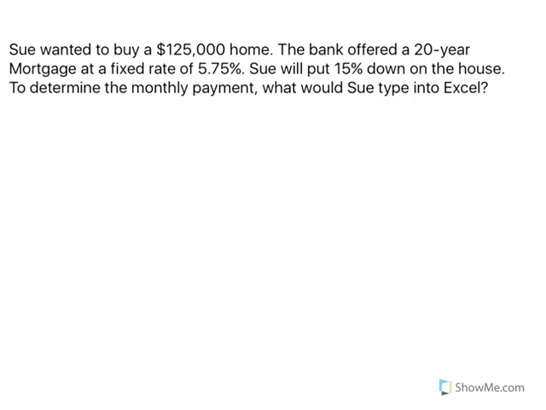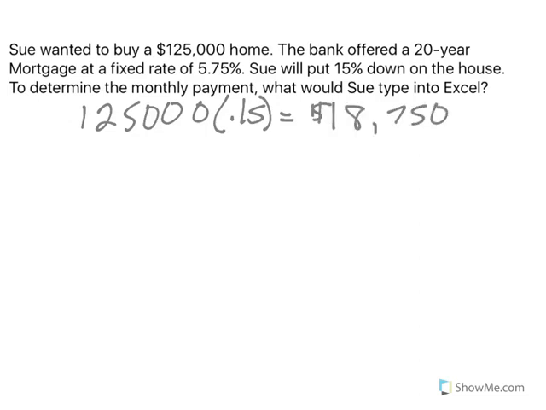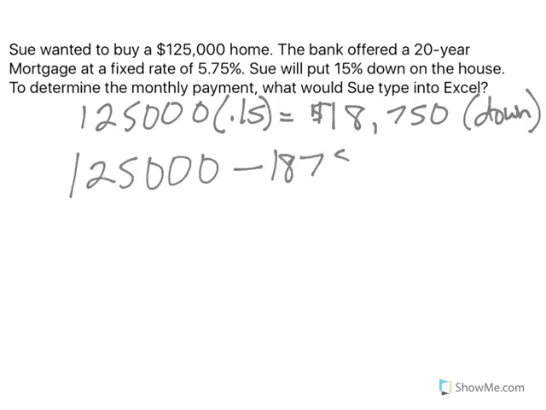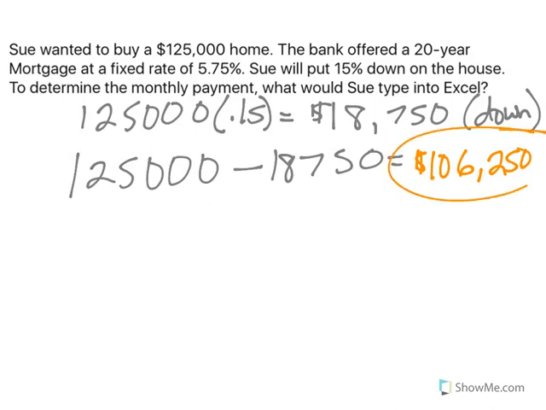All right, well, first thing we got to figure out is how much is she borrowing, right? The house is $125,000. She's putting 15% down. So if we take the price of the house multiplied by the amount that she's putting down, her down payment is going to be $18,750, right? This is her down payment. So if she's buying a $125,000 house, let's take away the $18,750 she's putting down, and she's going to have to borrow $106,250. So there's kind of our magic price of how much she's borrowing.